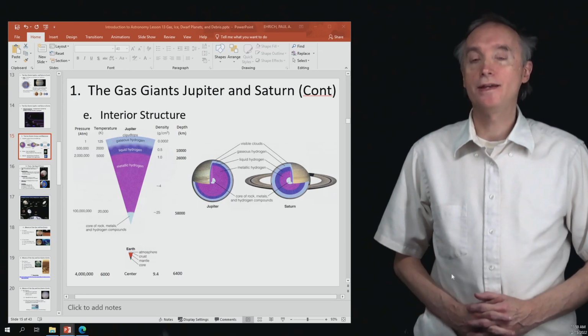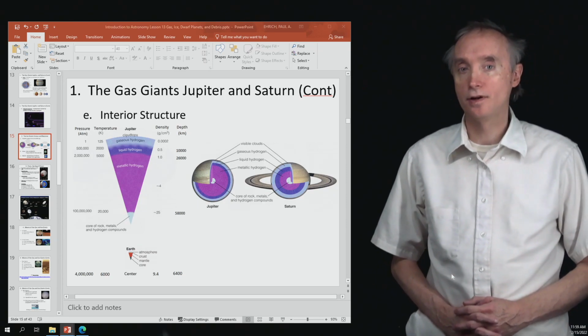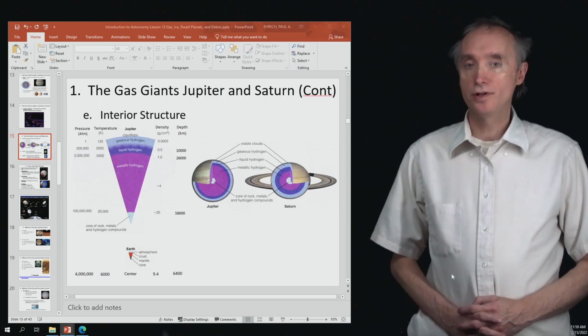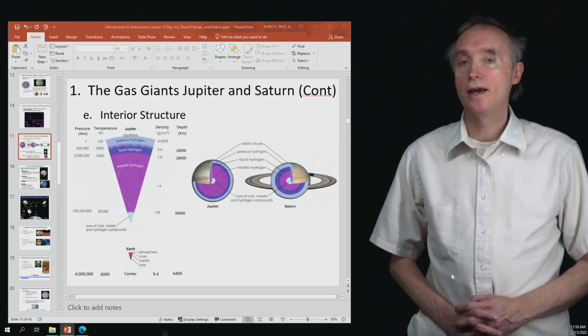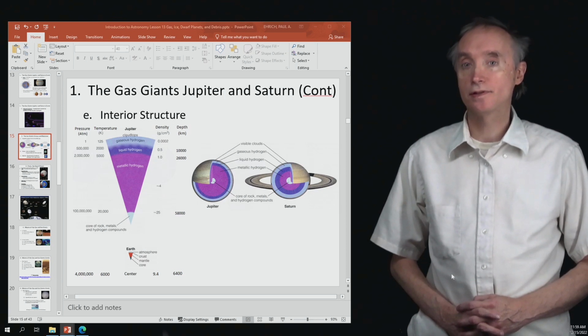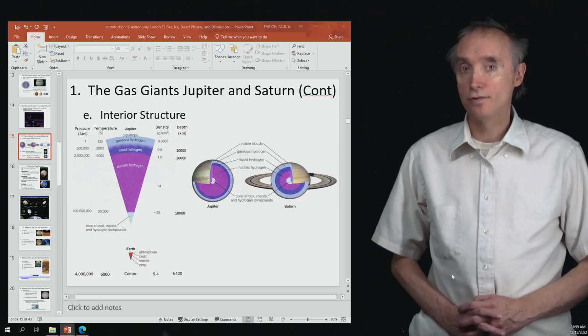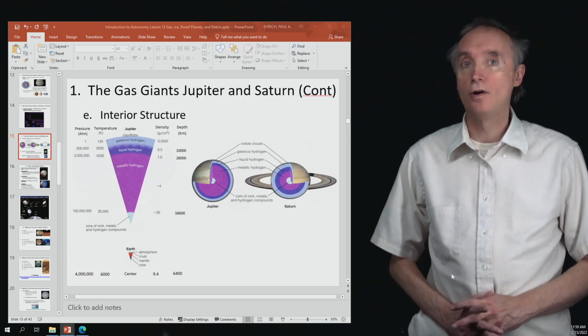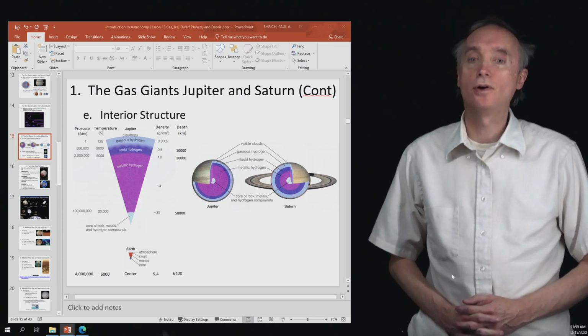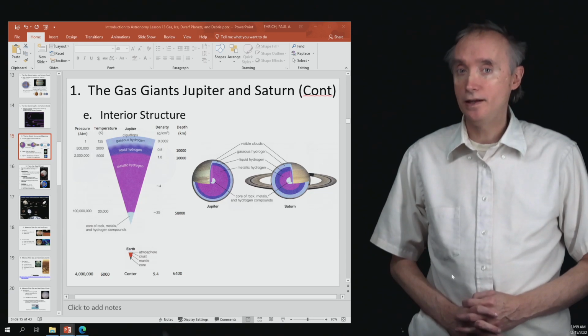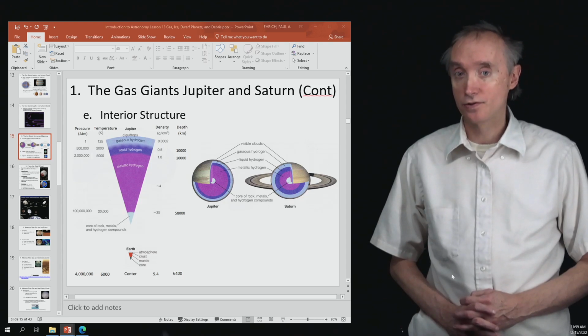Okay, now let's take a look at the inside of the gas giants, Jupiter and Saturn. You'll notice that at the surface of Jupiter, it has hydrogen and helium, and the hydrogen is in a gaseous state. Now, the deeper you go into a planet, the greater the pressure gets, because pressure is caused by the weight of all of this material that is on top of you. The deeper you go into any kind of a planet, the greater the pressure is going to get, and also the greater the temperature is going to get.